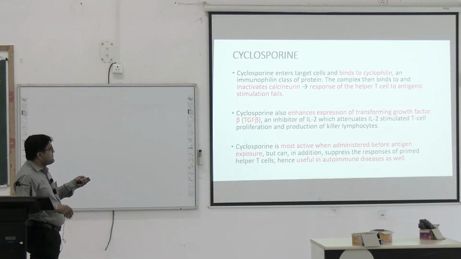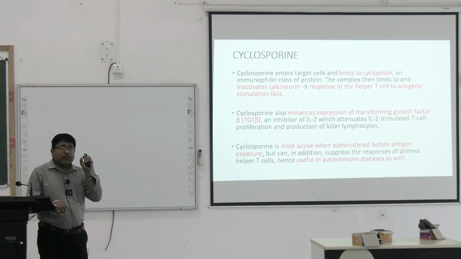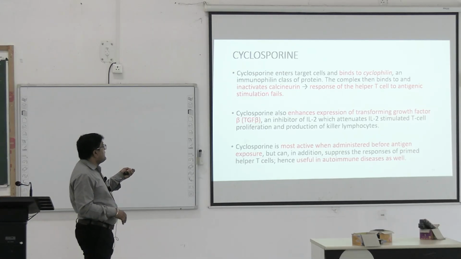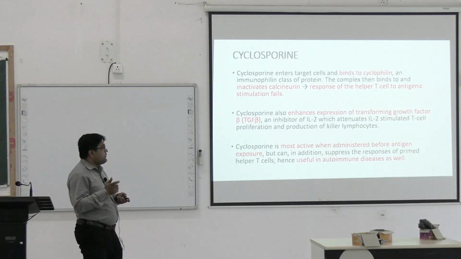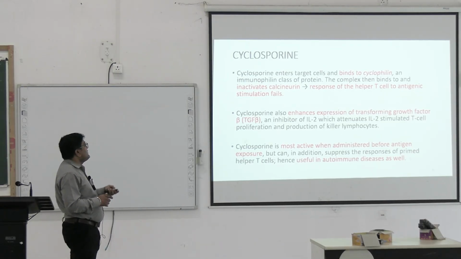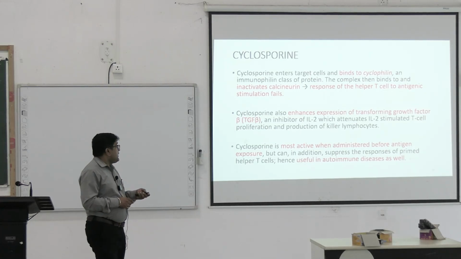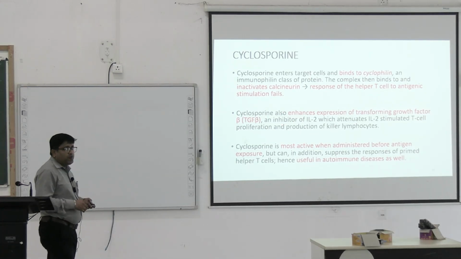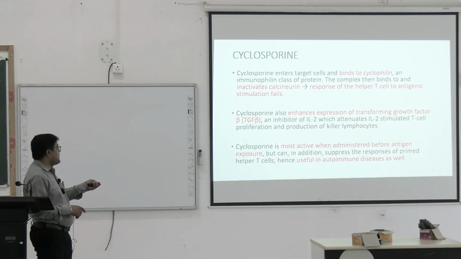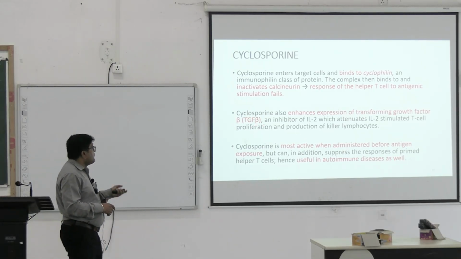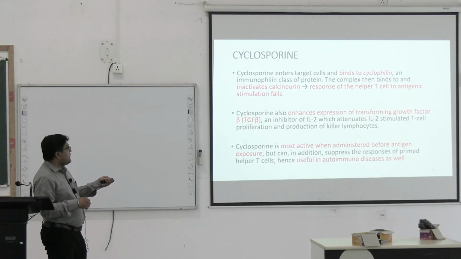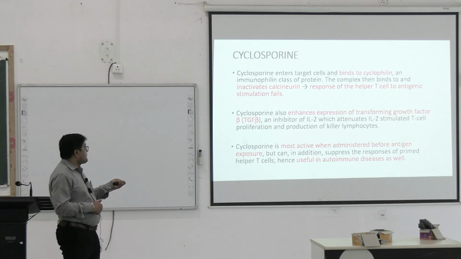Cyclosporine enters the target cells. It binds to cyclophilin, which, as said earlier, is an immunophilin protein, and thus inactivates calcineurin, so the response of the helper T cell to antigenic stimulation fails. Cyclosporine also enhances the production of transforming growth factor beta, TGF beta, which is an inhibitor of IL-2, and this is also one of the mechanisms of action.